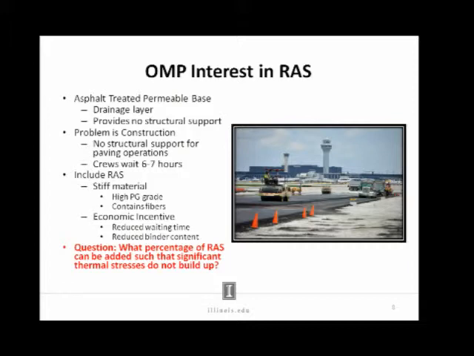what percentage of RAS can be added such that significant thermal stresses do not build up? The issue that we were concerned with is the low temperature side. I pointed out here that it has a high PG grade. Generally speaking, with these recycled materials, the binder is stiffer. So you usually get improvement on the high temperature side, and you'll have reduced rutting and things like that. But on the low temperature side, it might create problems like cracking. So that was the issue that we were focused on.